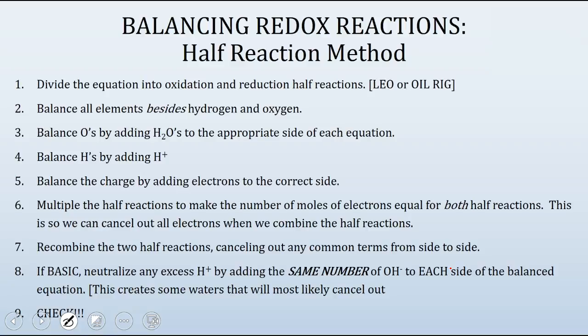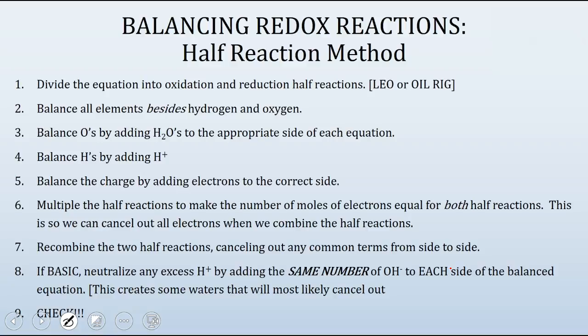This is a different method for balancing than you've ever seen, and some things can only be balanced using the half reaction method. So the first thing we do is divide the equation into oxidation and reduction half reactions. Okay, that means we determine what's being oxidized, what's being reduced, and we divide them by those things. Then we balance all the elements besides hydrogen and oxygen, so we make sure that all the manganese or all the carbon or all whatever's there is balanced.